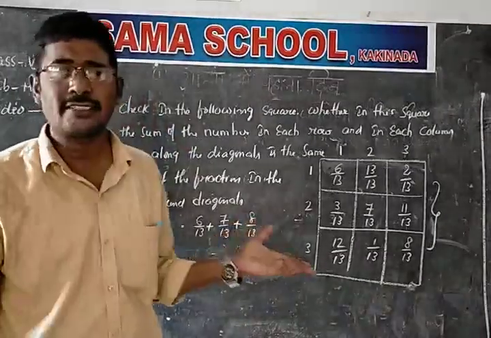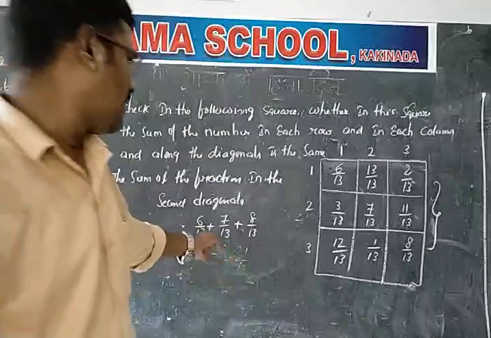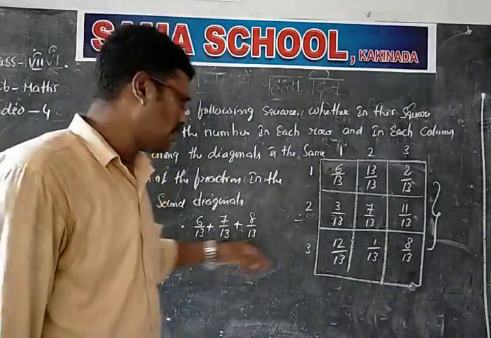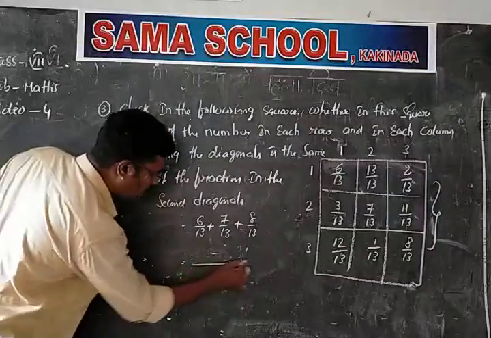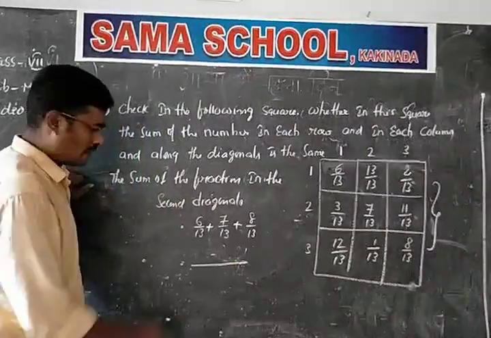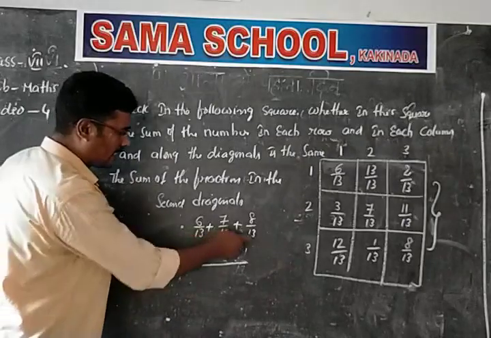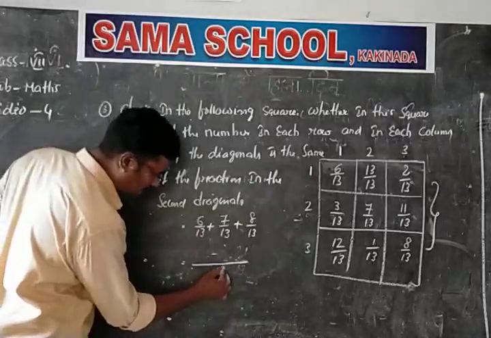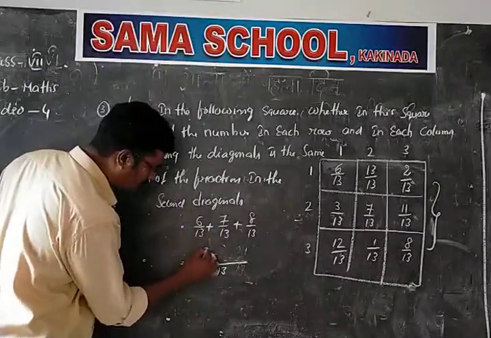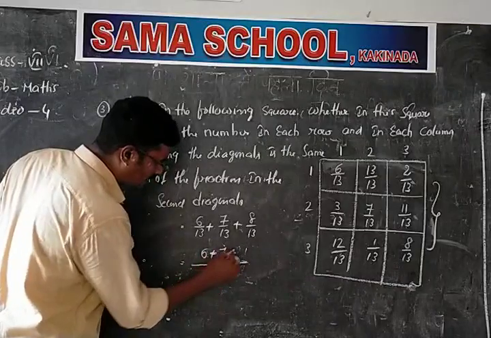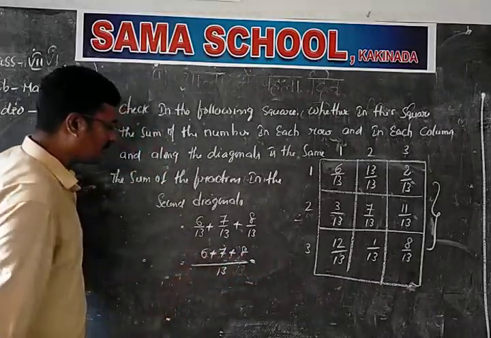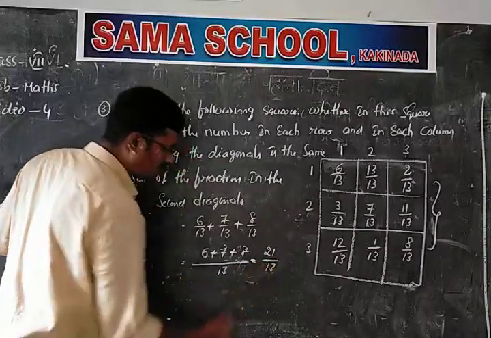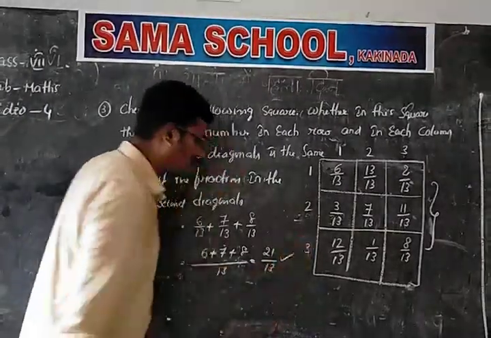What is the type of fractions? These are like fractions because the denominators are the same number. So find the LCM. 13 is the LCM, repeated three times. Add the remaining numbers: 6 plus 7 plus 8. 6 plus 7 is 13, 13 plus 8 is 21. 21 by 13. This answer is also the same.